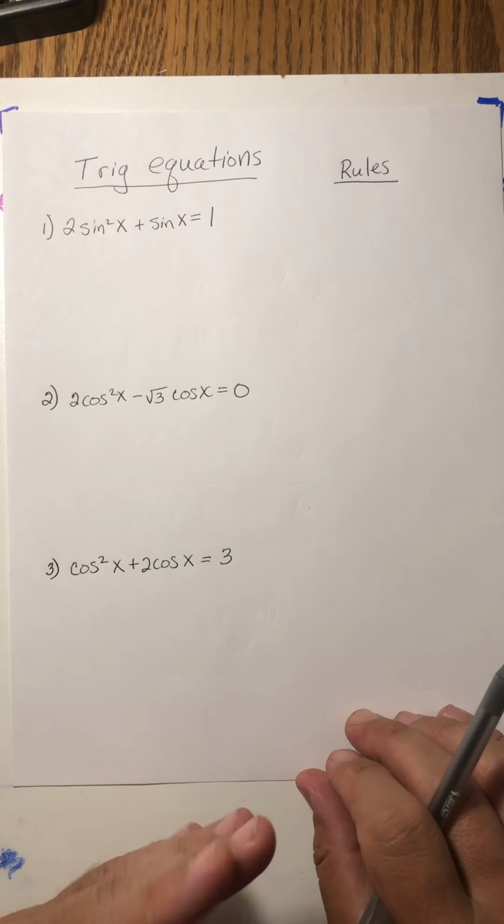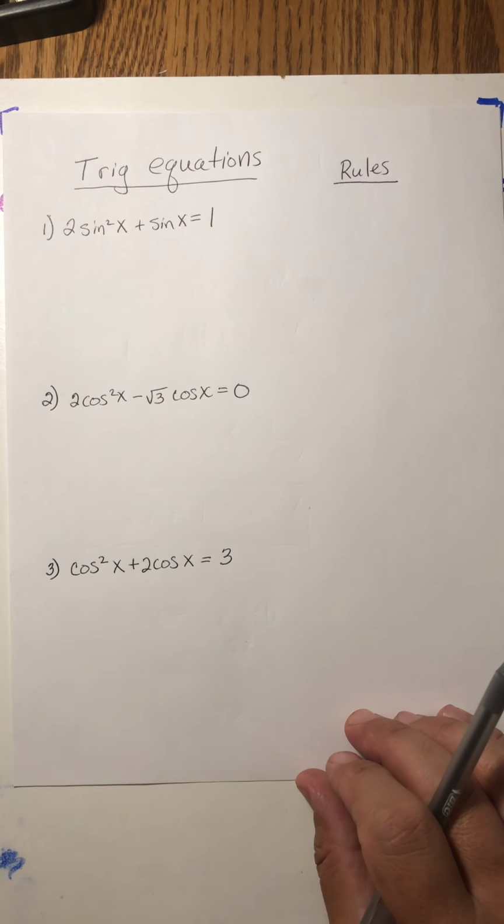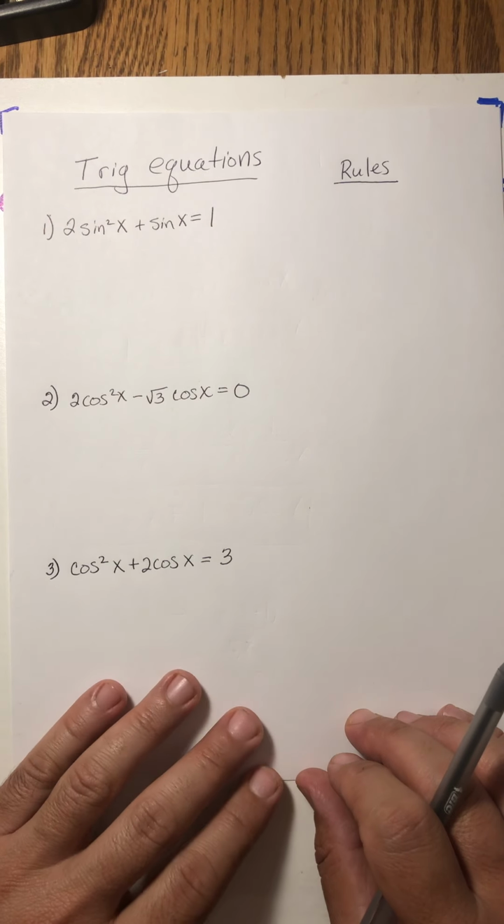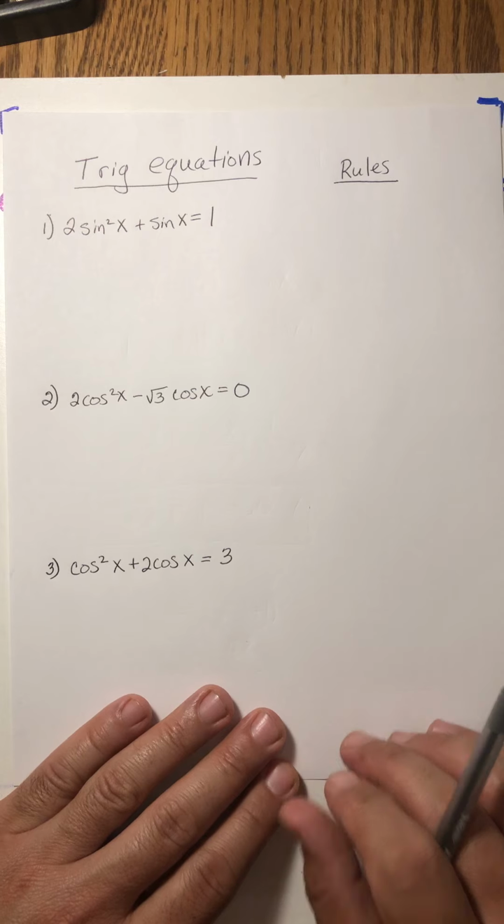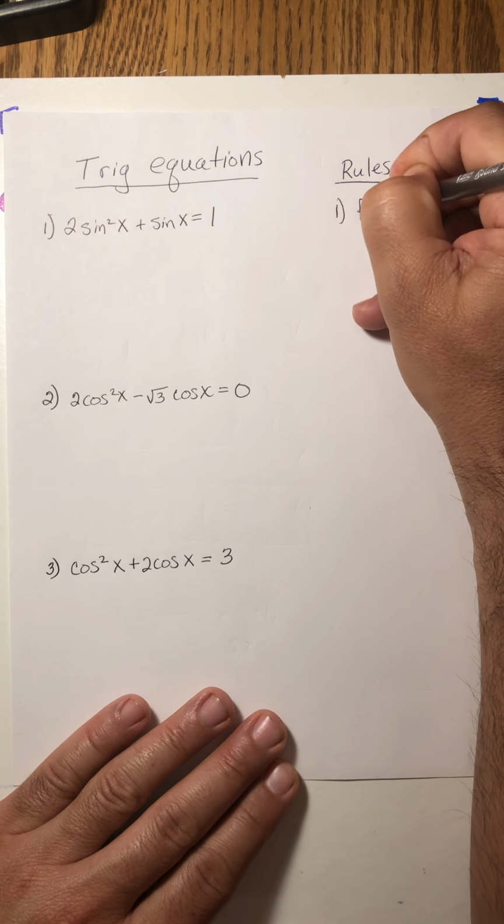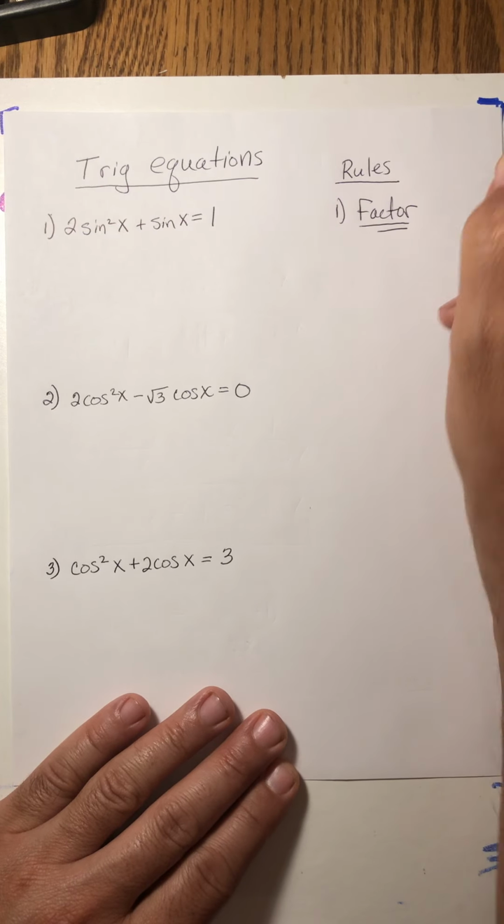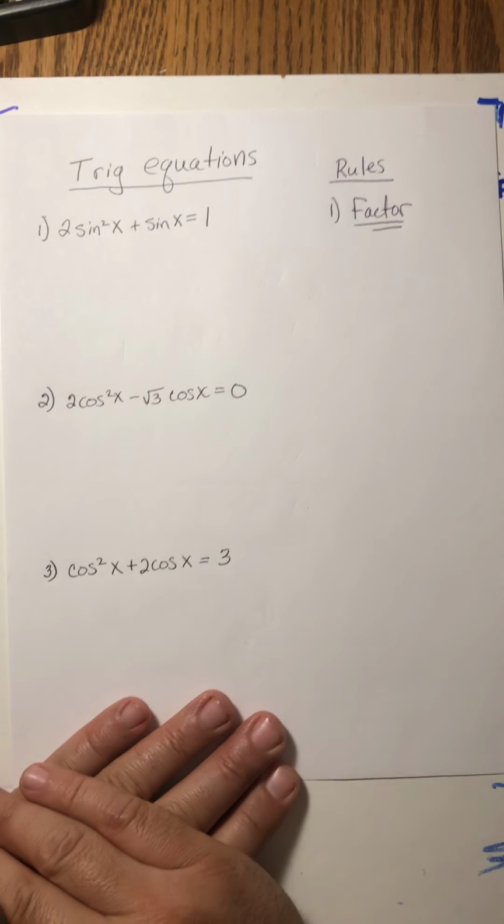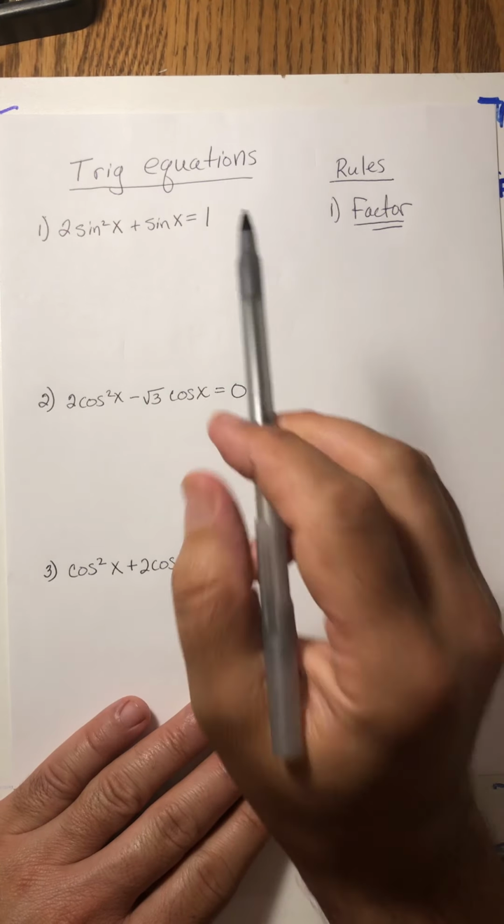So first of all, how do I solve a trig equation? In most cases, in order to solve them, number one, you're going to have to do some form of factoring. Okay, so that means you're probably going to have it set equal to 0 to do some factoring. So look at my problem number 1.